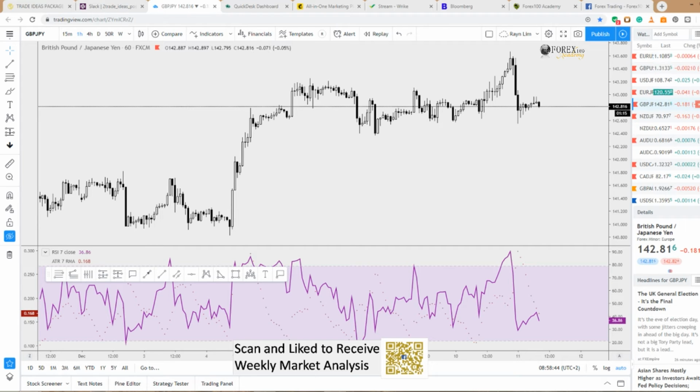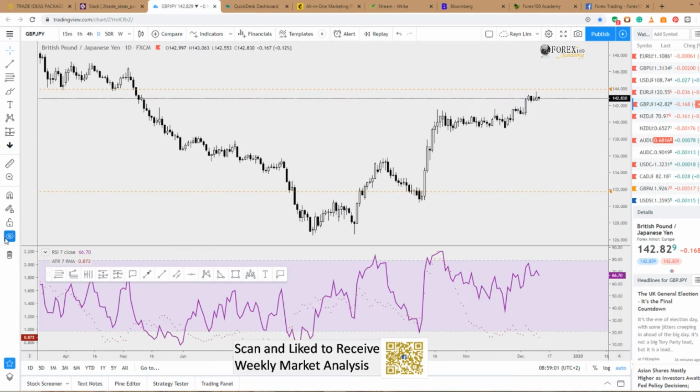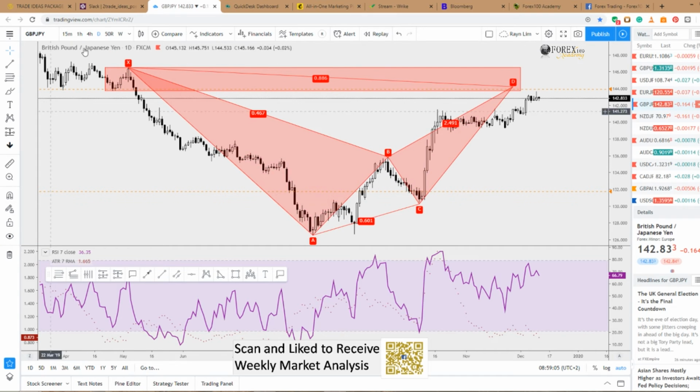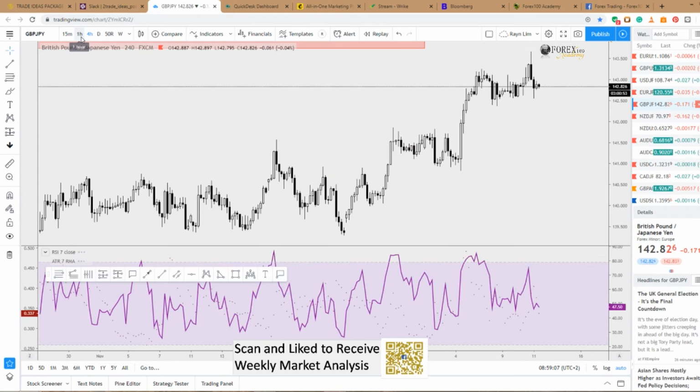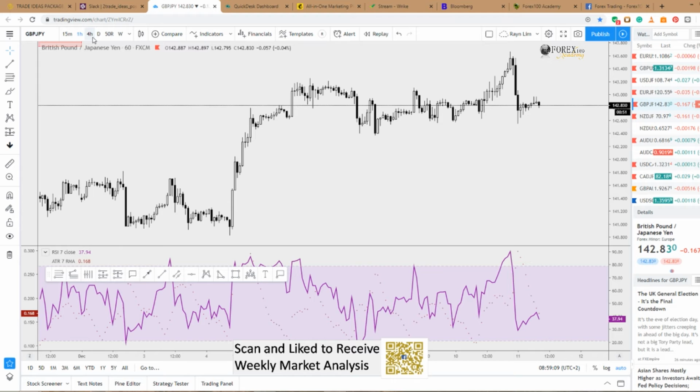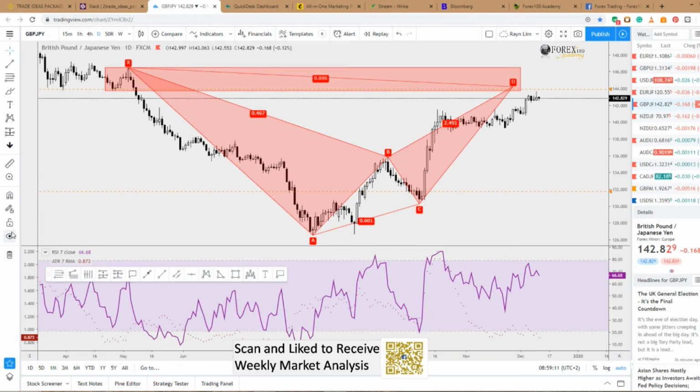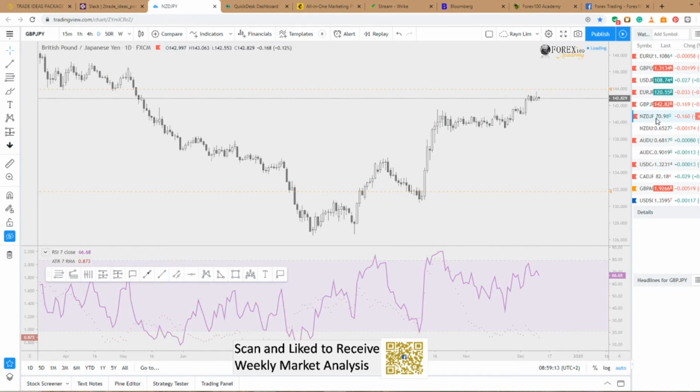So let me just, alright, to the daily chart on pound yen. Is pound yen done? Let me just, yeah, pound yen is done, right? We have a bad pattern, 4 hour, 1 hour. All right, so to the next pair, New Zealand yen on the daily chart.